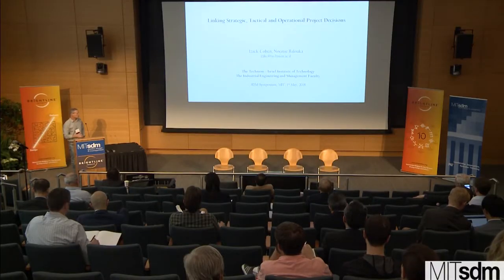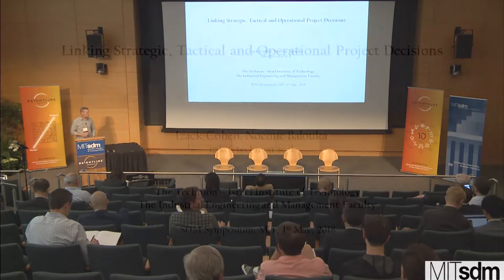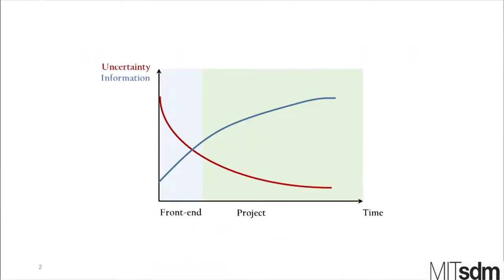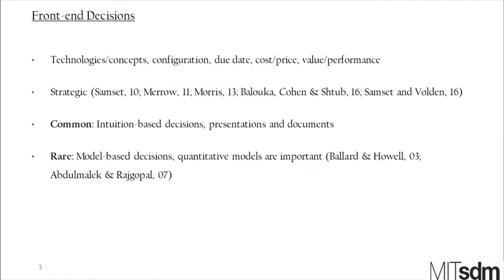I hope to speak today about two of our models, but I will have time only for the first one. So I chose the most recent work, and the other work is in the article that we submitted. I will focus on the project front end, when the amount of information that we have is the smallest, or uncertainty is the highest, yet we have to make important decisions about technology and concepts that will be used, the project configuration, the due date, the cost, the price, and the project value.